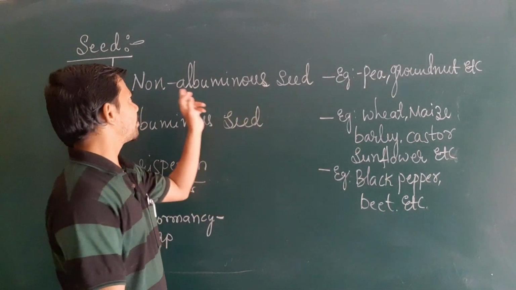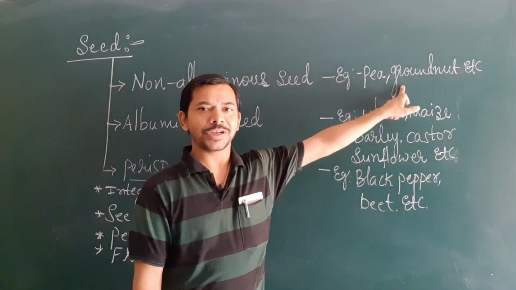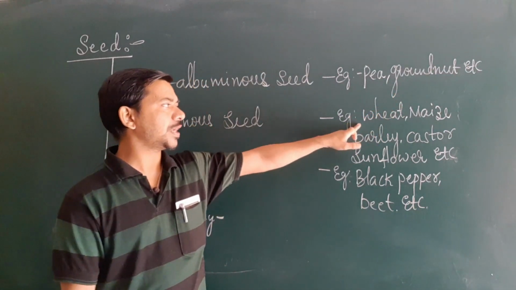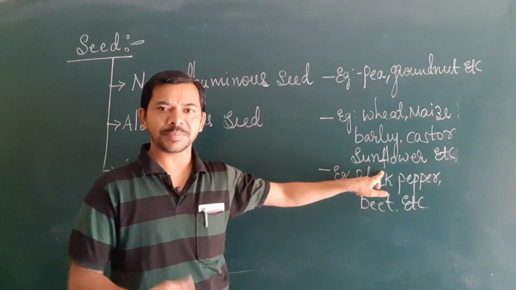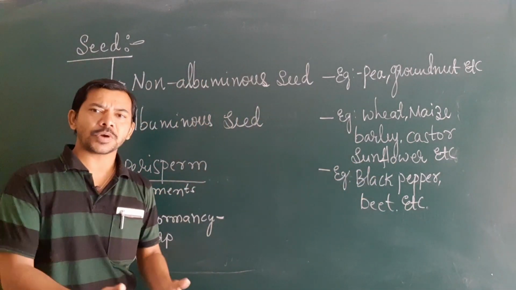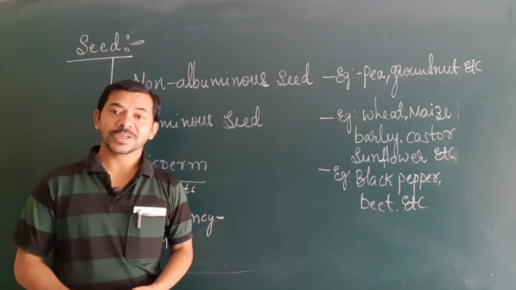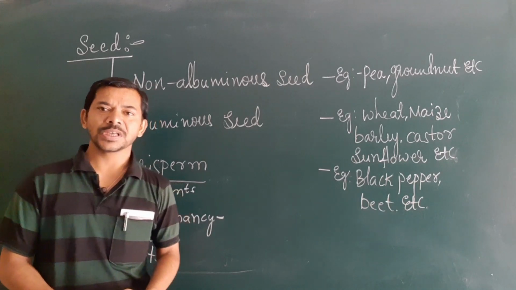So you can give an example here. The non-albuminous seeds are nothing but pea and groundnut. So here wheat, maize, barley, castor, sunflower are the best examples for the albuminous seeds. Then what is perisperm? It is important for 1 mark for your exams.